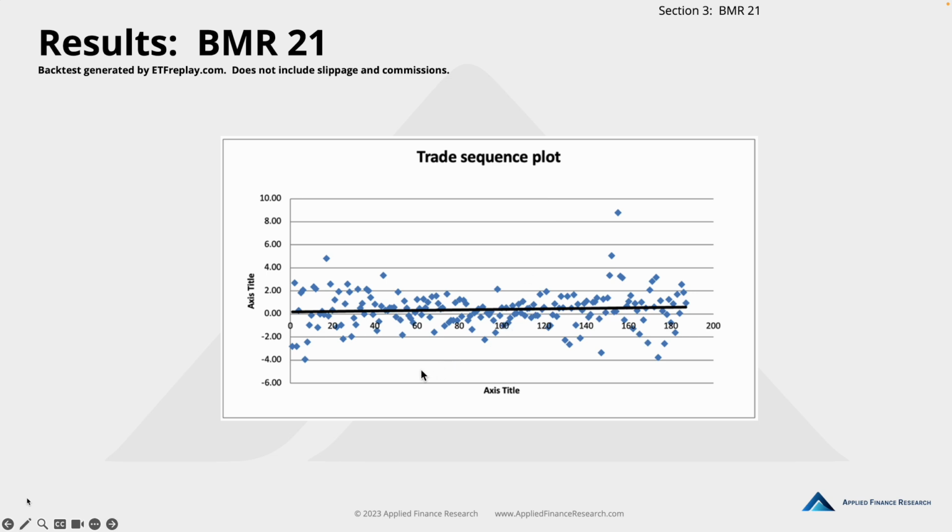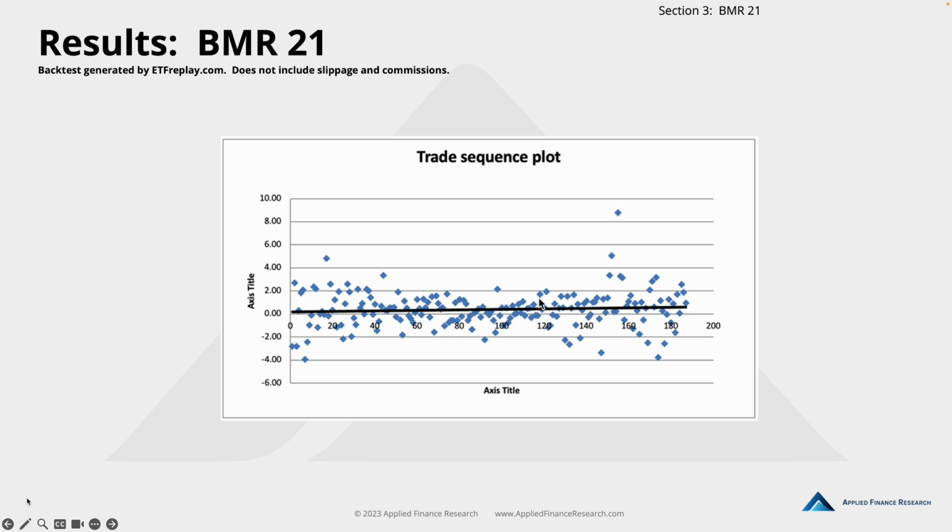So on the horizontal axis, we have our number of trades, and in this sample we have about 190 trades. Each trade is the performance of the system for 1 month. And then on the vertical axis we have the return of that given trade as expressed in R, as an R multiple. So we essentially have a scatter plot of the trades over time.